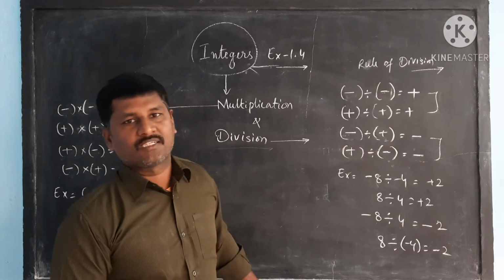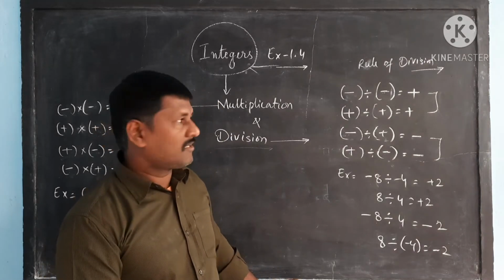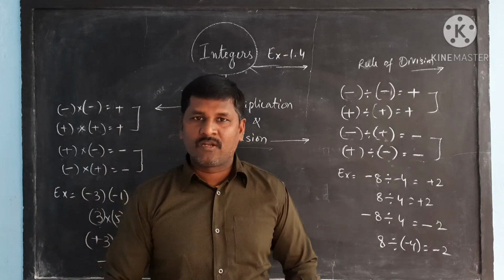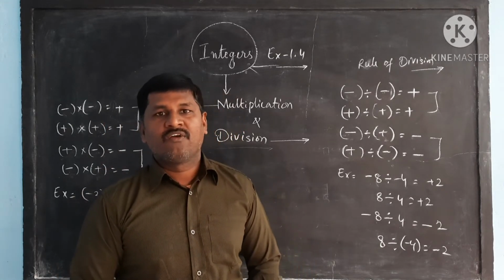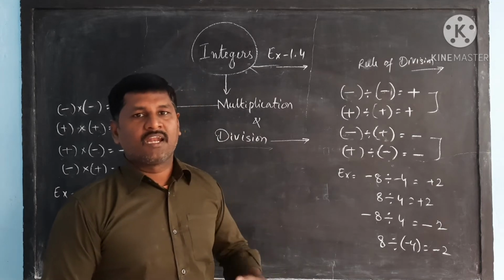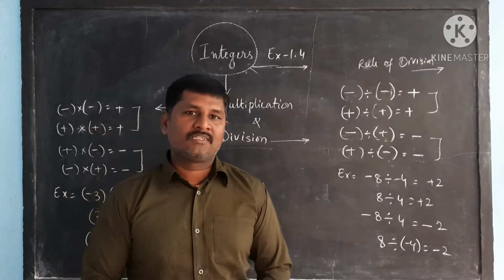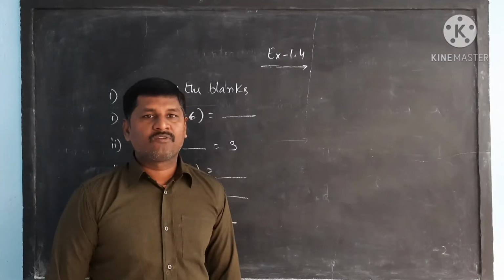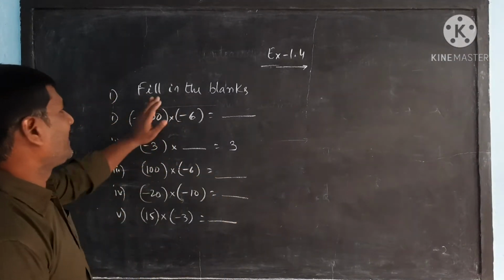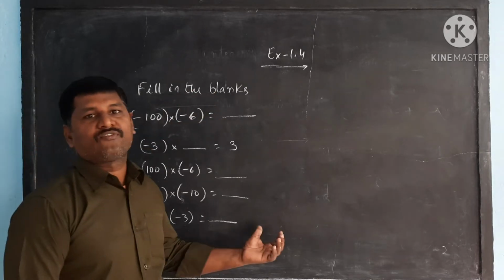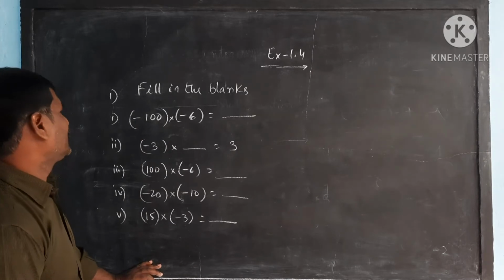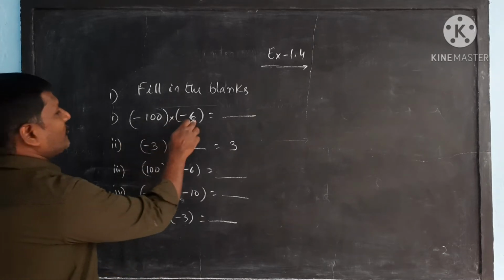Now the fundamental classes of operations on integers like addition, subtraction, multiplication, and division are over. I hope you understood very perfectly and clearly. Now let us get into the class exercise 1.1. In the first bit, it is given to fill in the blanks. So you have to fill in the correct answer for all of the blanks. Let us say it is given minus 100 into minus 6.